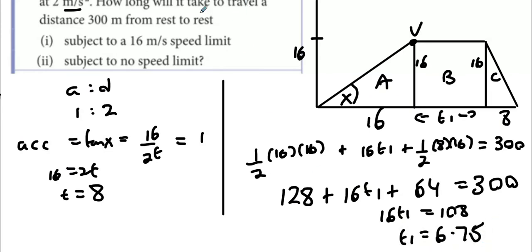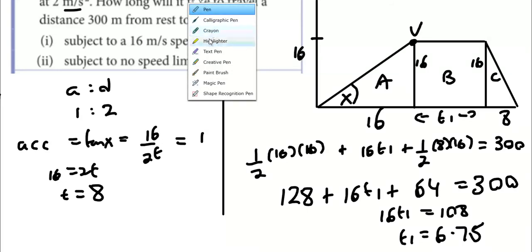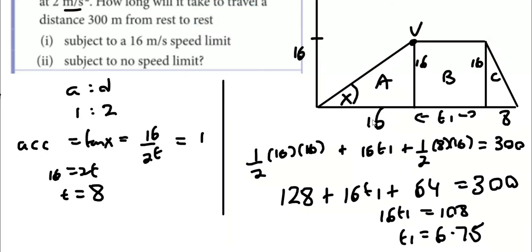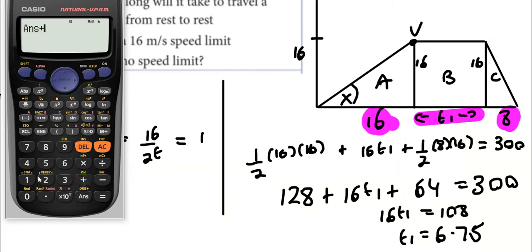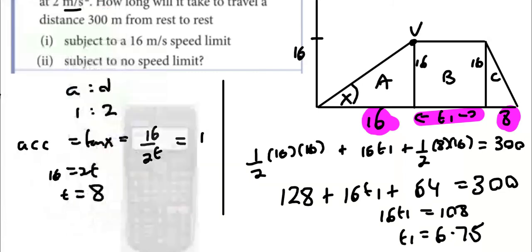Now, that's not my entire answer. It wants the total length of time taken for the full journey. So that's going to be my 16, my t1, and my 8 combined. So I need to add on an extra 24 to get 30.75 seconds.